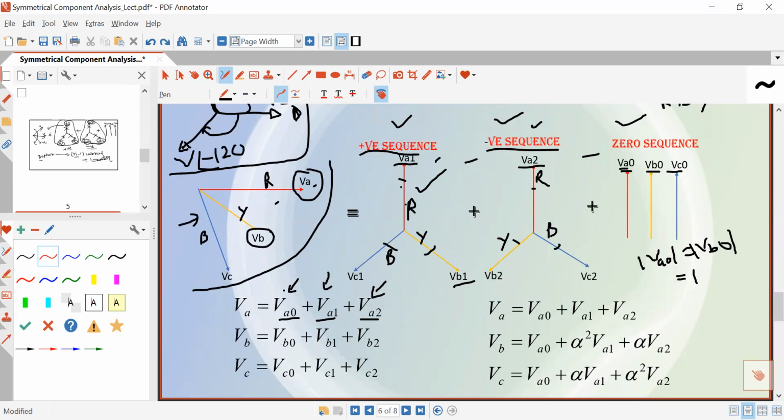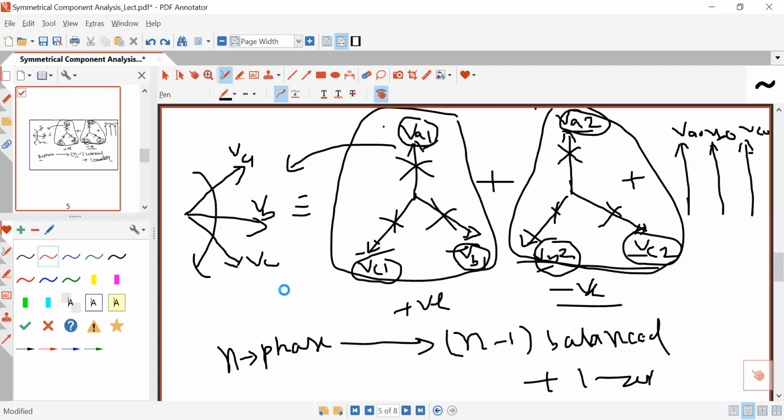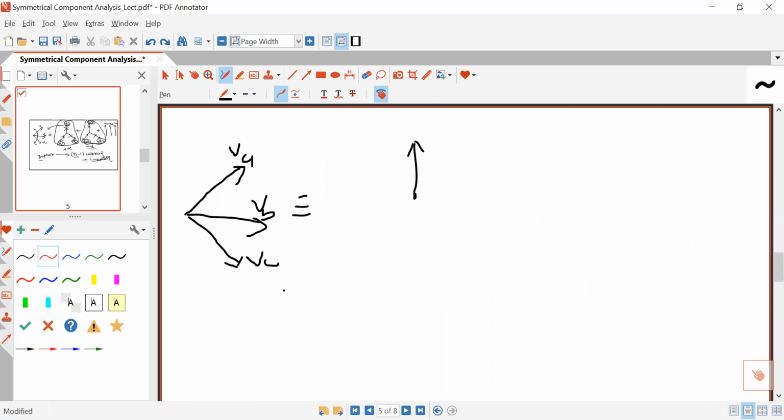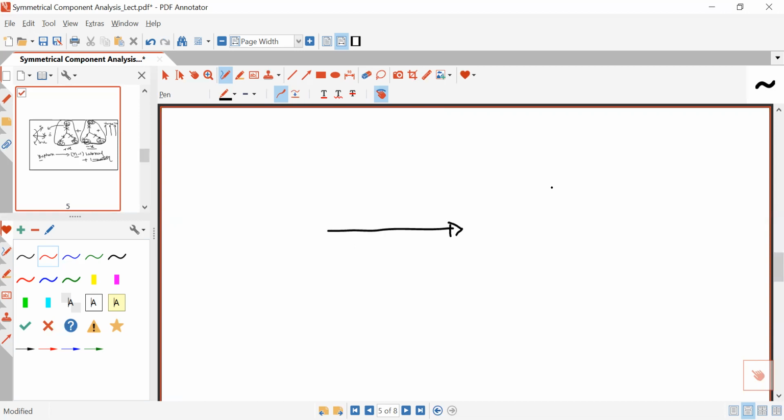Now in the previous lecture I discussed the alpha operator. You must go through that video, because that operator is very important here. I am going to revise it once again so that you can understand this theorem clearly. What is the alpha operator? Basically alpha is one angle 120 degree.